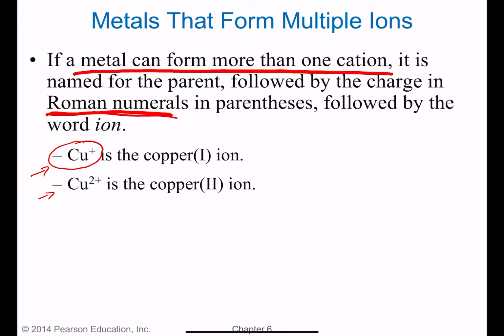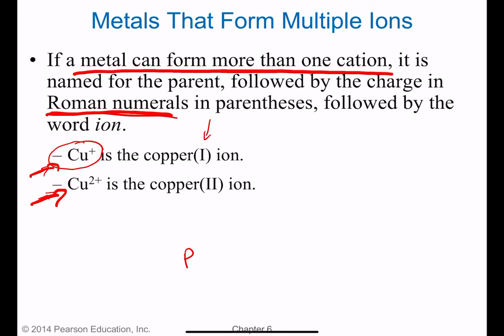So what we do is we add Roman numerals in parentheses to clarify what is the charge on the metal atom or the metal ion. So this one we would call the copper 1 ion, and this one we would call the copper 2 ion.